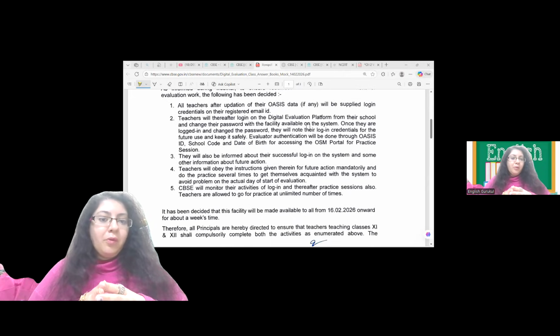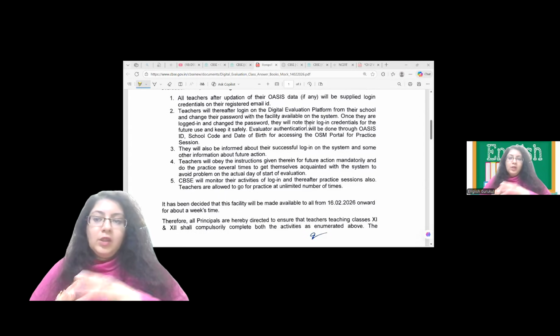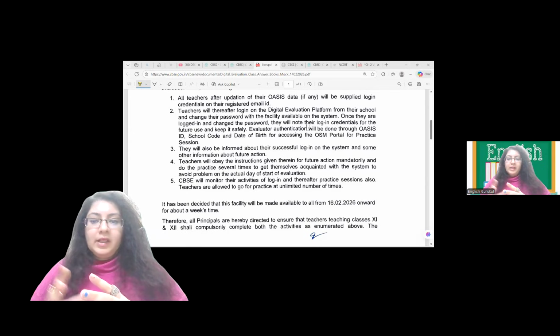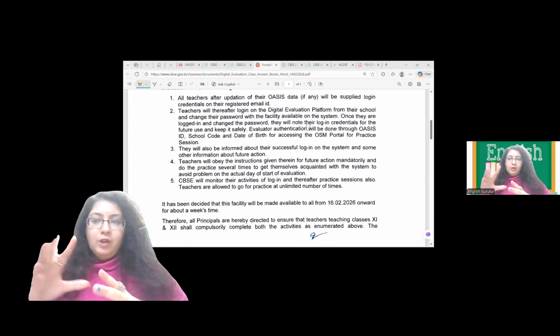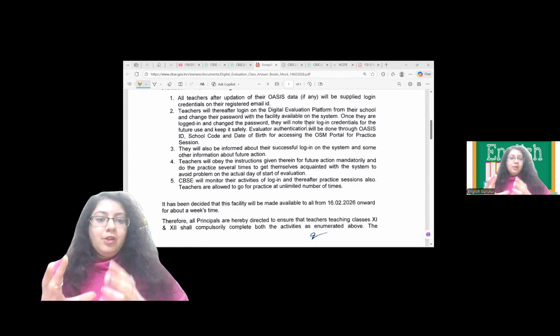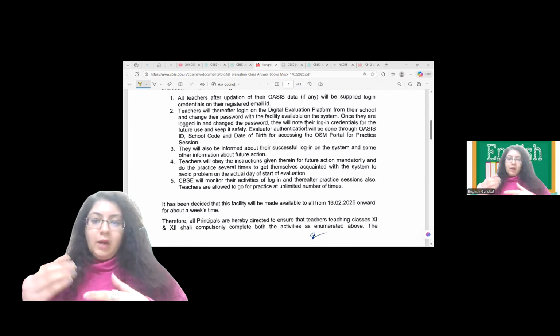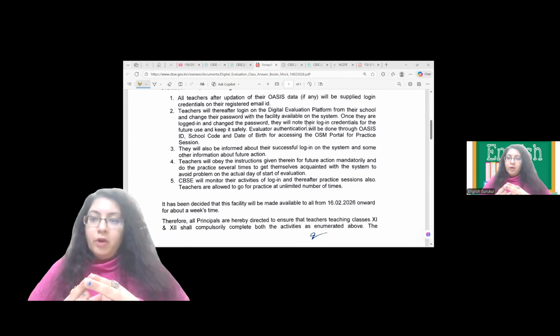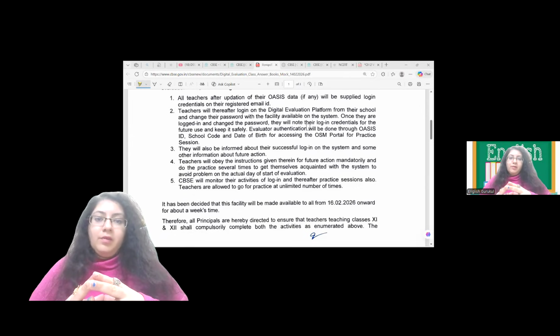Fifth point: CBSE will monitor their activities of login. The moment a teacher logs in, and thereafter when she or he is practicing their sessions also, CBSE will be monitoring all the activities that a teacher is undergoing. Teachers are allowed to practice an unlimited number of times. It's up to the teachers, and schools should also cooperate in this matter, because we are talking about a CBSE board class 12th exam.